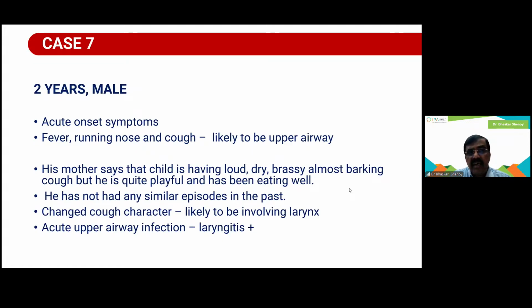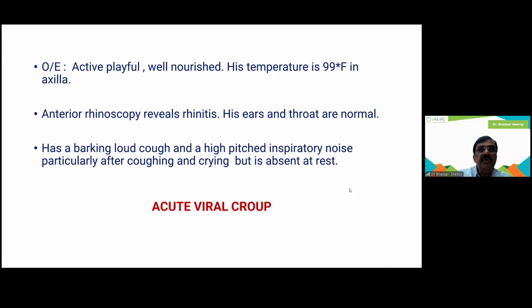The next case: a 2-year-old child who has acute onset of symptoms, looks like an upper respiratory illness. The mother says the child is having a loud, dry, brassy cough or a barking cough, but he is fine. It looks more like laryngitis, and the cough character has changed. He was active, and rhinitis was there. It is the type of cough, the barking loud cough, with high-pitched inspiratory noise after coughing and crying, and absent at rest. This means it's an acute viral cough.